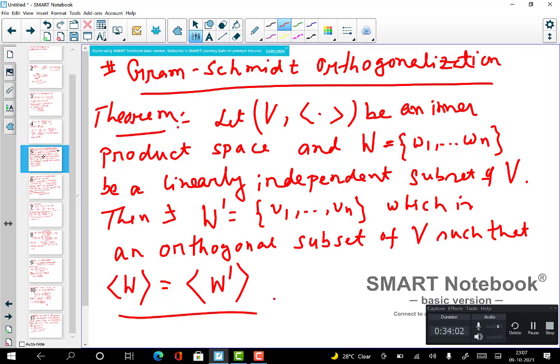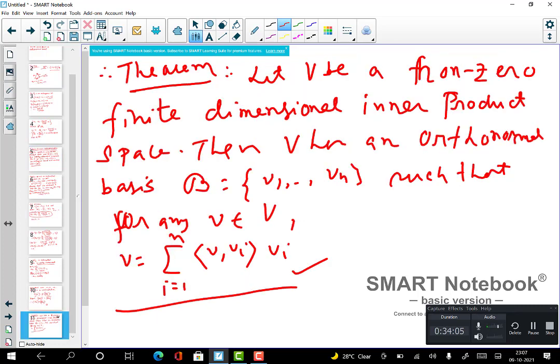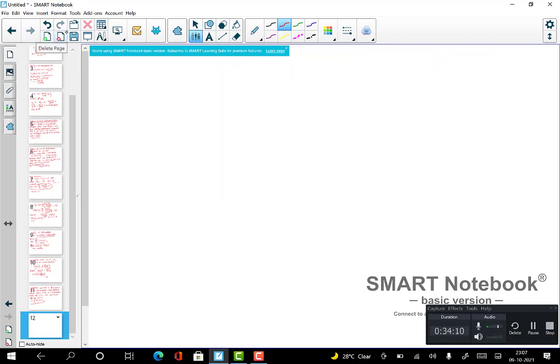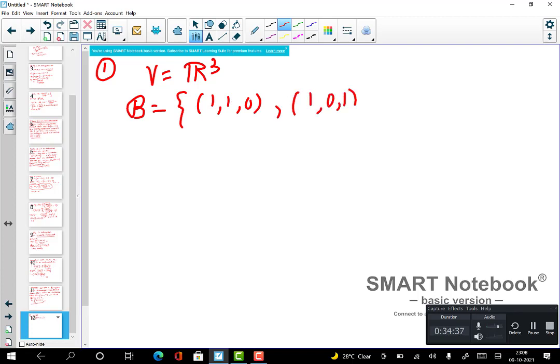Now maybe I can give some examples to clear it up, and then maybe some more theorems. So what will be a proper example for this? Let me take example number 1. Let V be equal to R3, and I am assuming a basis, maybe say (1, 1, 0), and so on. I'm just choosing randomly.